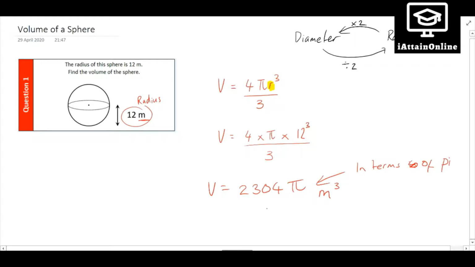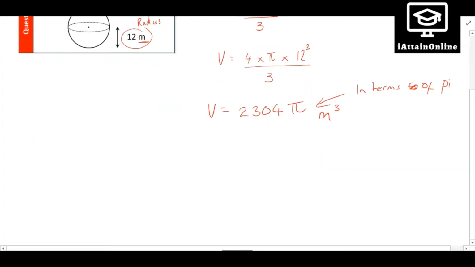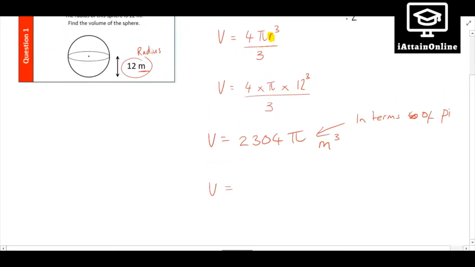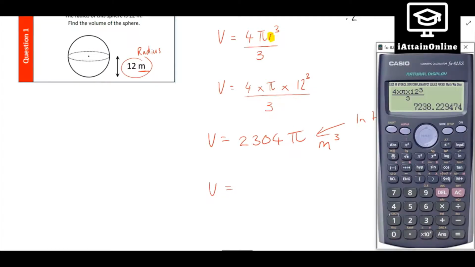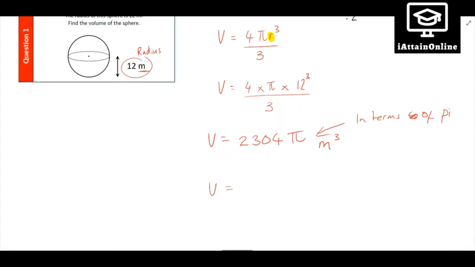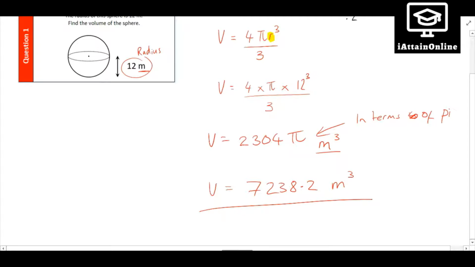Now that 2304 pi, it's always, like I say, worth leaving it written like that, because with the more tricky questions, sometimes you'll be able to cancel things out, and it makes your final answer more exact. However, if the question said something along the lines of give it to 3 significant figures, or 1 decimal place, I'm going to do it to 1 decimal place. What we can then do is, in my calculator, I'm going to press S to D. I'm going to do that to 1 decimal place, so that's 7238.2. Remember your units, meters cubed. That's it for the first example.